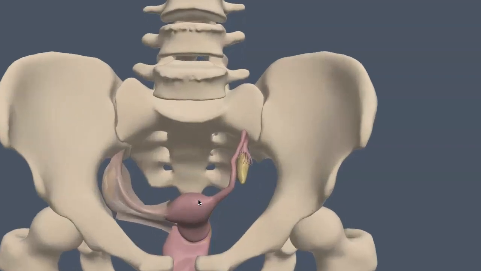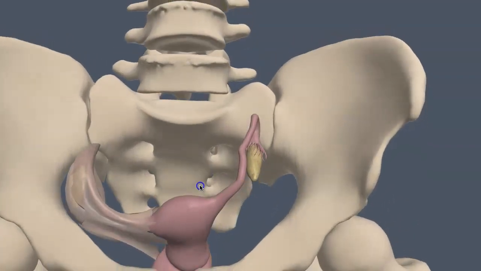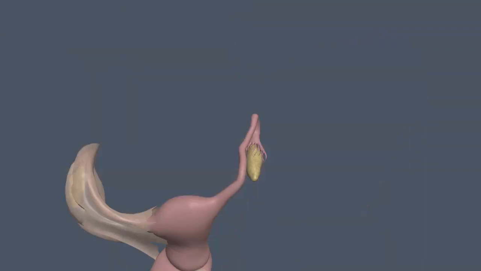Females have two uterine tubes, one on the right and one on the left, and they are actual hollow tubes. What they do is convey the ovulated oocyte from the ovary through the hollow lumen of the uterine tube into the uterus.